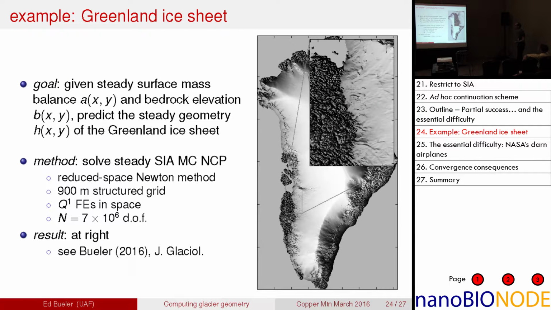And I would say, at this point, I can claim some success. There's a paper that came out on Friday. I can send you a copy if you want, and it has this picture in it. This is a reasonably large scale NCP problem: shallow ice approximation, mass conservation, nonlinear complementarity problem. Sorry, steady. And the problem is this: given the data, just find the shape of the Greenland ice sheet.